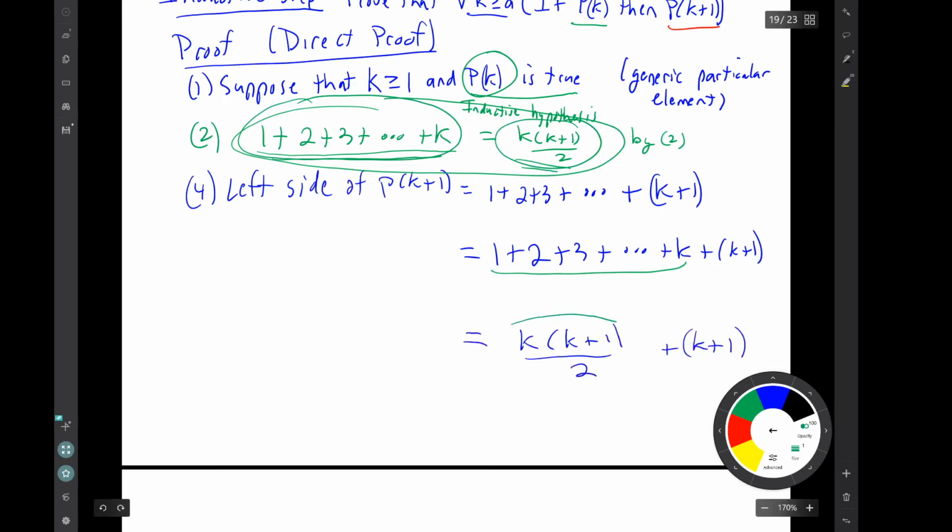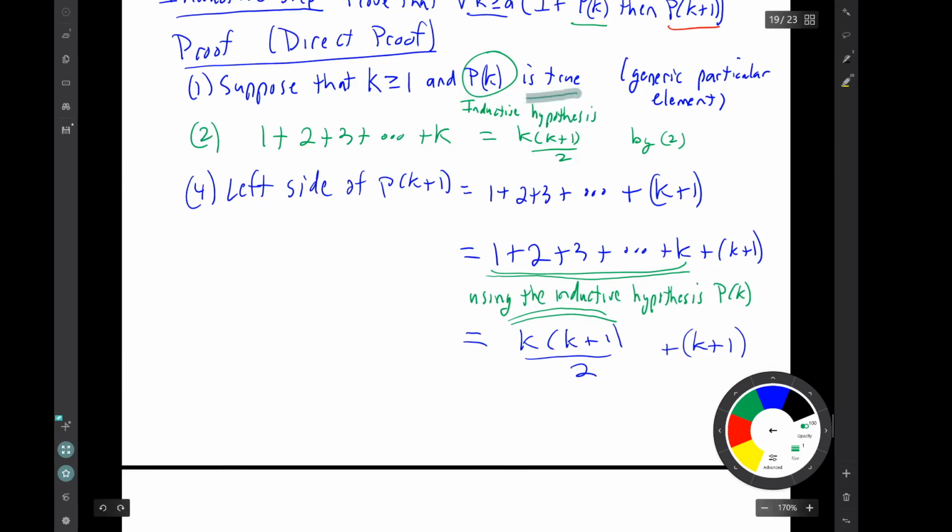So we replaced this green stuff with this green stuff, and that is using p(k), that is using the inductive hypothesis. So we're assuming that p(k) is true. We're supposing that it's true. So it allowed us to make that replacement.